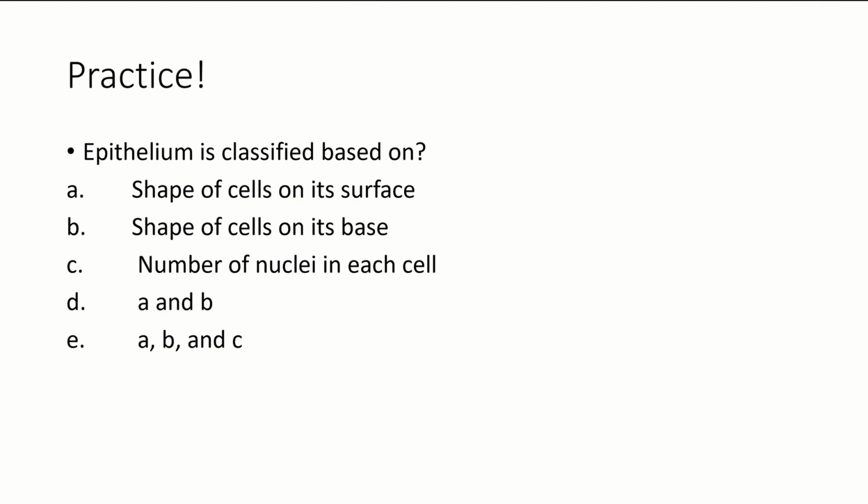Okay, so epithelium is classified based on, and remember we said there's two things we use to classify epithelium, right? So we said the shape of cells on its surface, right? Not on the base. So we want to look at the surface of that epithelial lining to classify the shape of it. Okay, so B is automatically wrong, and then the number of nuclei in each cell, that is false, right? We don't care about the number of nuclei in each cell. Most of the time it's going to be one nuclei unless something's wrong or unless it's about to divide. Even then that would be wrong.